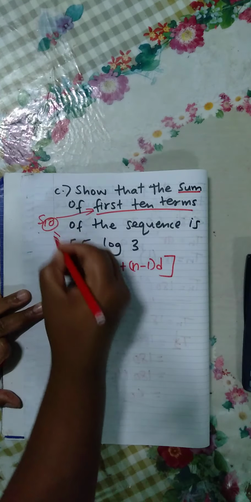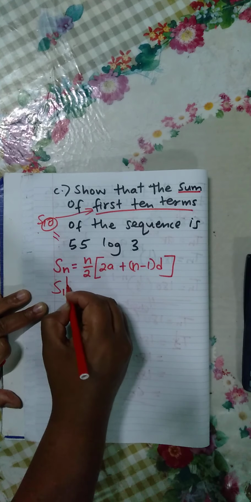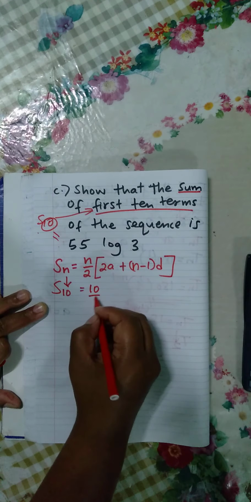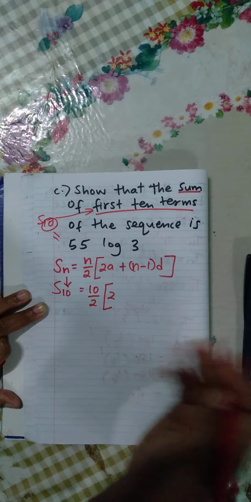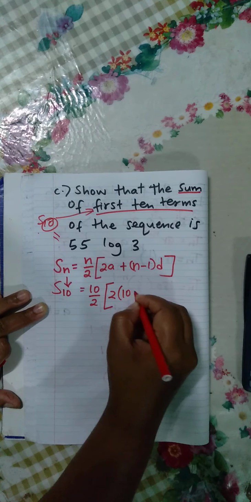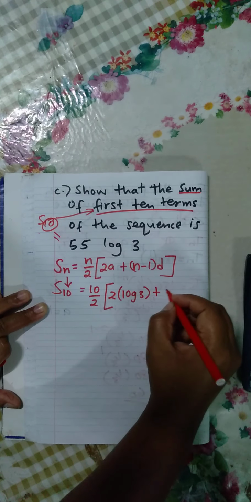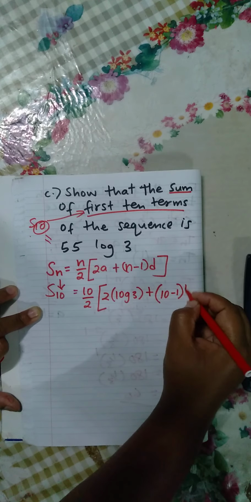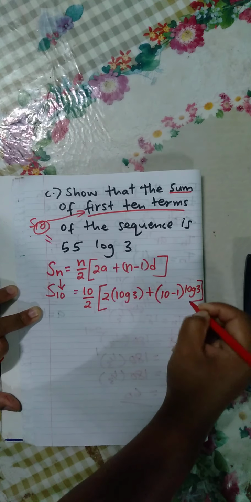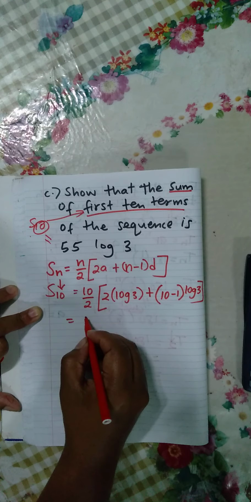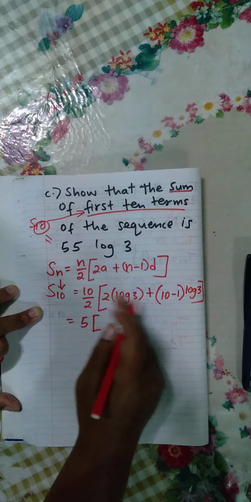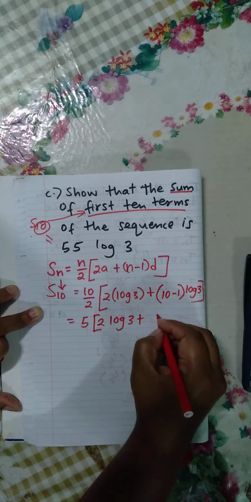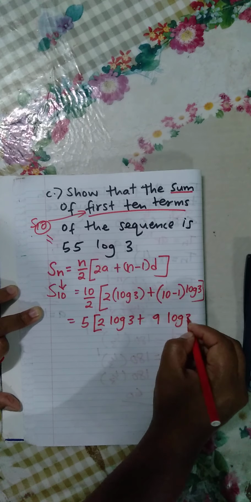So 10 will be our n. In place of n, 10 will go there, so on the right hand side 10 will also go there. 10 divided by 2, then 2, our first term was log 3, so 2 into log 3, plus our n is 10 minus 1, and our common difference is also log 3, close bracket. 10 divided by 2 gives us 5, and inside the bracket 2 times log 3 is 2 log 3, plus 10 minus 1 is 9 and the log 3.